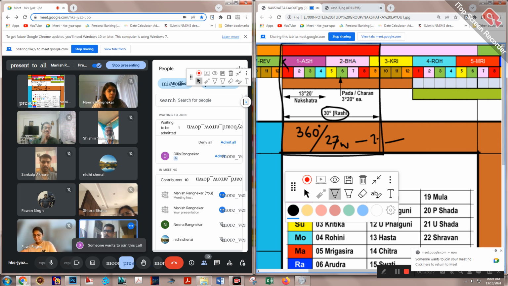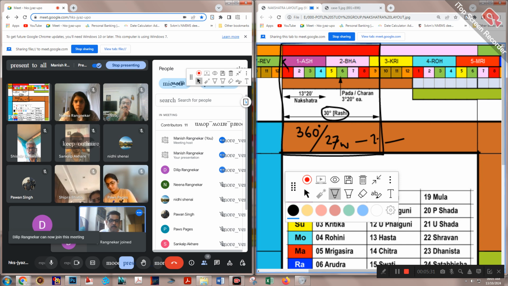Okay. Can somebody just divide it? In my new phone, I don't know where I've kept that calculator. Does anyone have a calculator easily on hand?